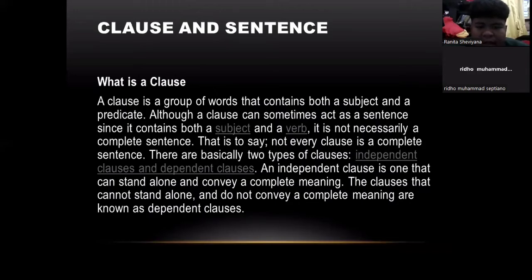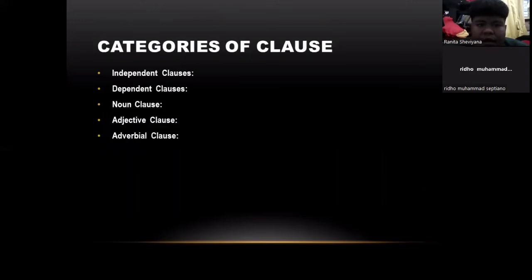There are basically two types of clauses, independent clauses and dependent clauses. An independent clause is one that can stand alone and convey a complete meaning. The clauses that cannot stand alone and do not convey a complete meaning are known as dependent clauses. Categories of clauses: independent clauses, dependent clauses, noun clause, adjective clause, adverbial clause.